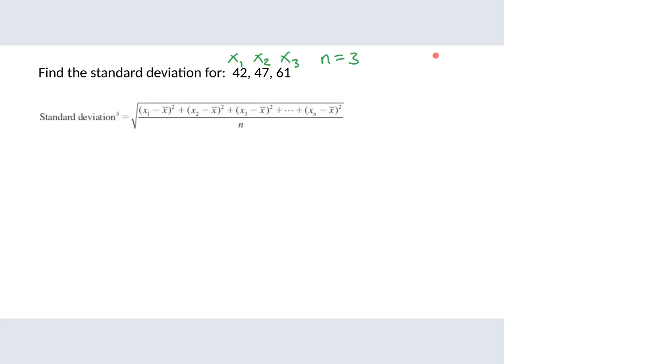So we can do that. I'm going to need the mean, and that's going to be 42 plus 47 plus 61 divided by 3. Let's see what that gives us. 42 plus 47 plus 61, that's 150, divided by 3, which is going to be 50. So now I know the mean is 50.